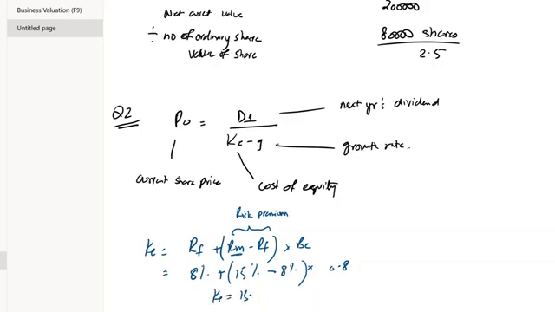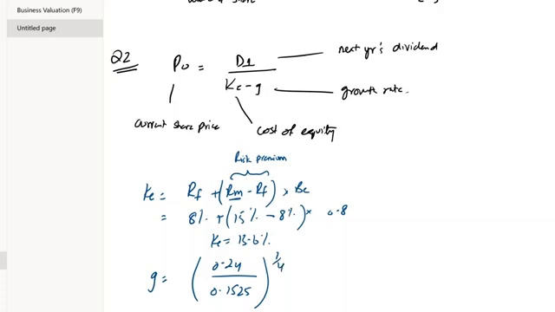KE is 13.6%. Then we need to compute the growth rate. The formula is latest dividend over earliest dividend to the power 1 upon n minus 1. 0.24 was our latest dividend. I have converted all of the amounts into dollars. 15.25 was the dividend for 4 years ago.